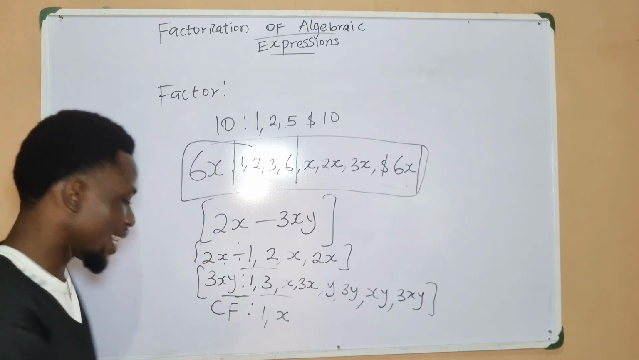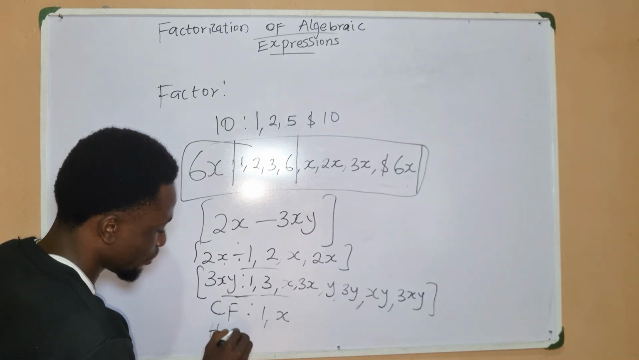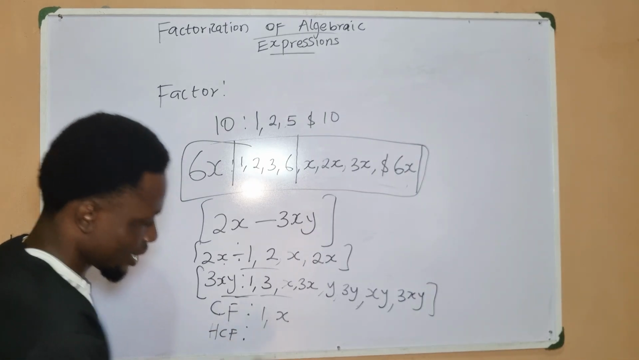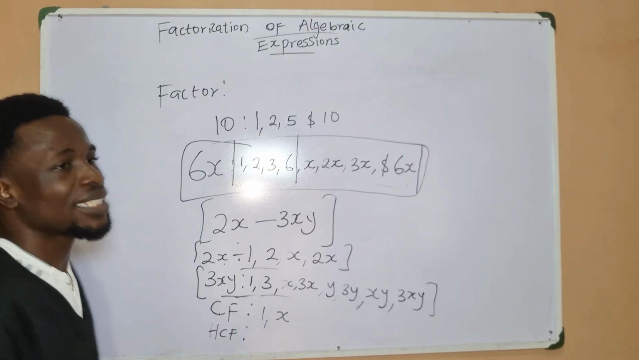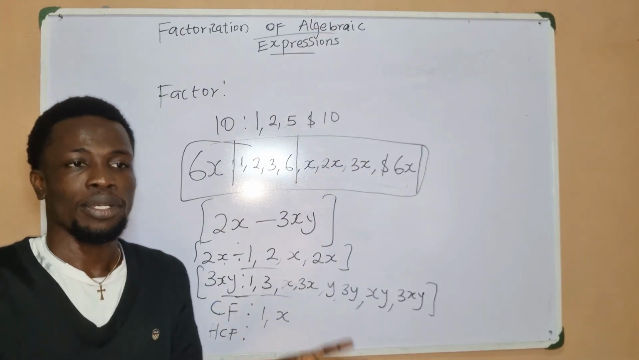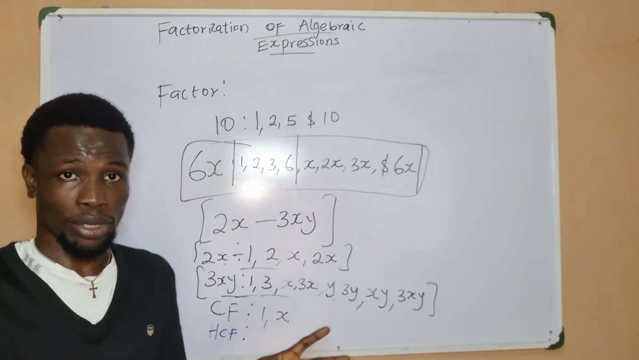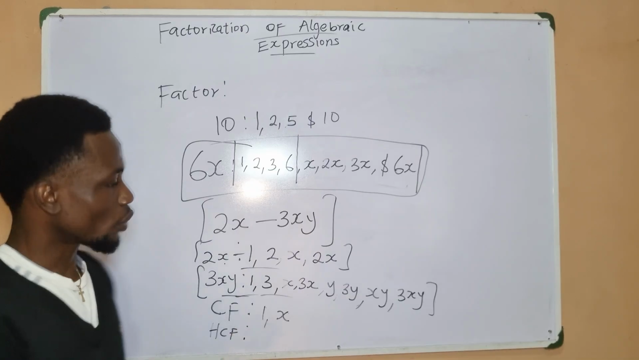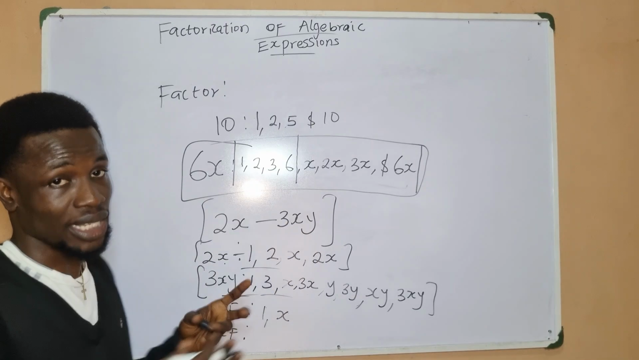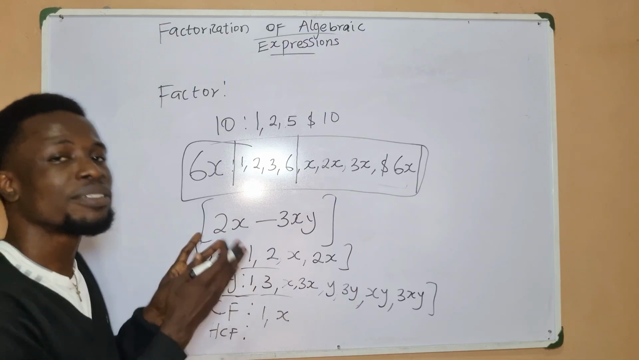Then you go ahead and find the highest common factor. In this case, there's no really highest common factor, but since 1 is a common factor for every number, we will not really take that into account. Instead, we're going to use x, because in the context of what you're trying to achieve here, x is the one that is mostly visible.